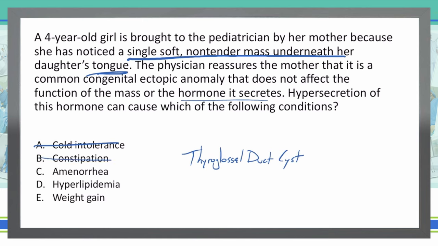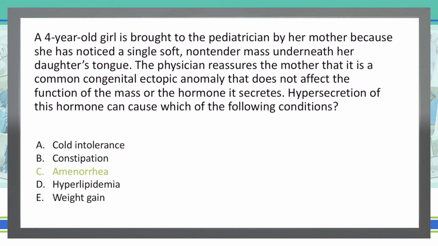C, amenorrhea. Amenorrhea can be something associated with hyperthyroidism. Hyperthyroid can mess up the menstrual cycles from that hypersecretion of the T4. So we'll leave that one in here. Let's look at the rest of them though. D, hyperlipidemia. I know that is also a hypothyroid or a low thyroid cause. So we will take that out. And then E, weight gain, obviously, one of the most common things associated with hypothyroidism is weight gain. So the low thyroid hormone, decreased metabolism, and weight gain. So that leaves me with C, amenorrhea, as my only option for an answer. And C is the correct answer.